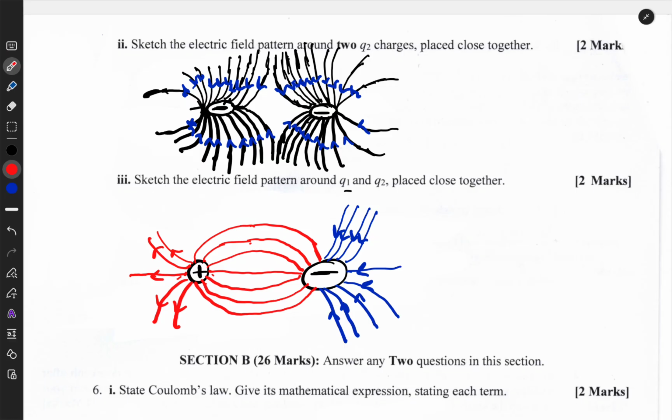For here, you should also show them coming out of positive, going into negative. So you should show them to say they are going this way. All right, now these are your field lines, and this is how simple this question is.